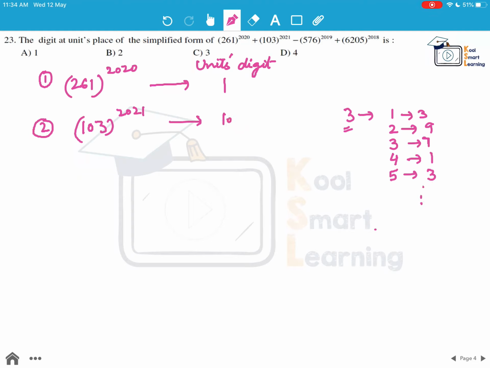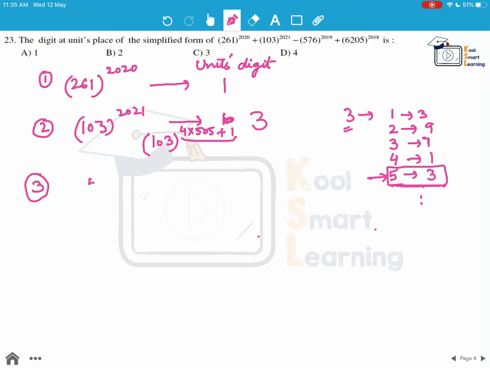So now this 103 raised to power 2021 can be written as 4 into 505 plus 1, right? Or you can say this is of the form 4k plus 1. The power is of the form 4k plus 1, which will mean the fifth power, units digit of the fifth power will apply here. So the units digit here would become 3.